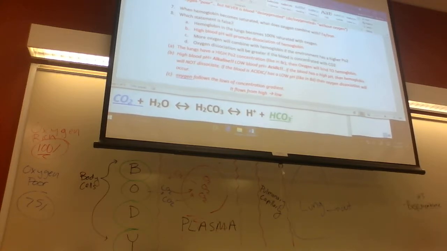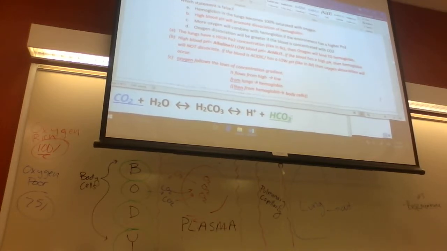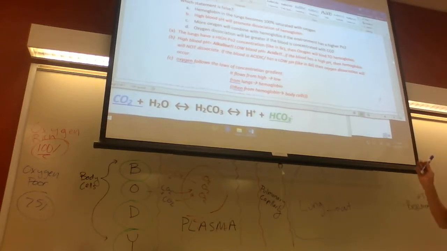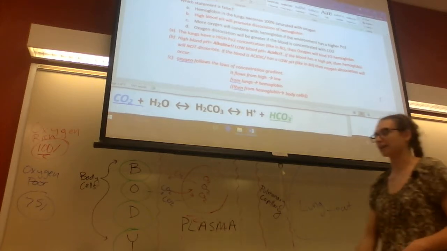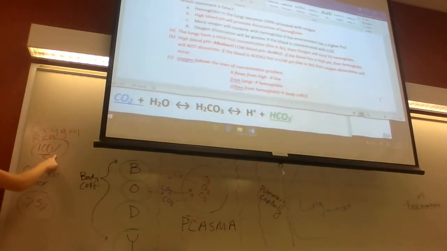So now we're going to go through some hemoglobin statements. So which statement is false? Because Janet likes these so much. So we're going to go through all the true ones. Hemoglobin in the lungs becomes 100% saturated with oxygen. Oxygen rich, which we like.